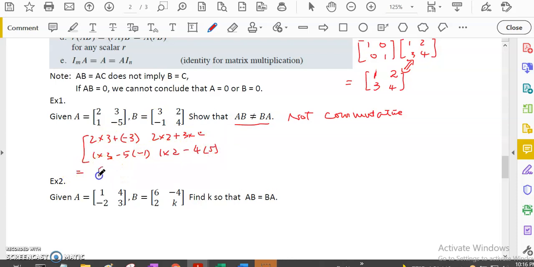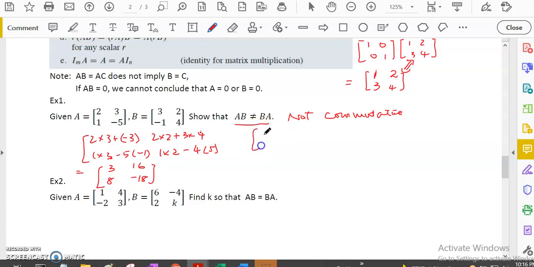So that would equal 6 minus 3 is 3. Then 4 plus, what was it? This is a 4, right? 12 plus 4 is 16. And then this is 3 plus 5 is 8. And this is 2 minus 20, -18.